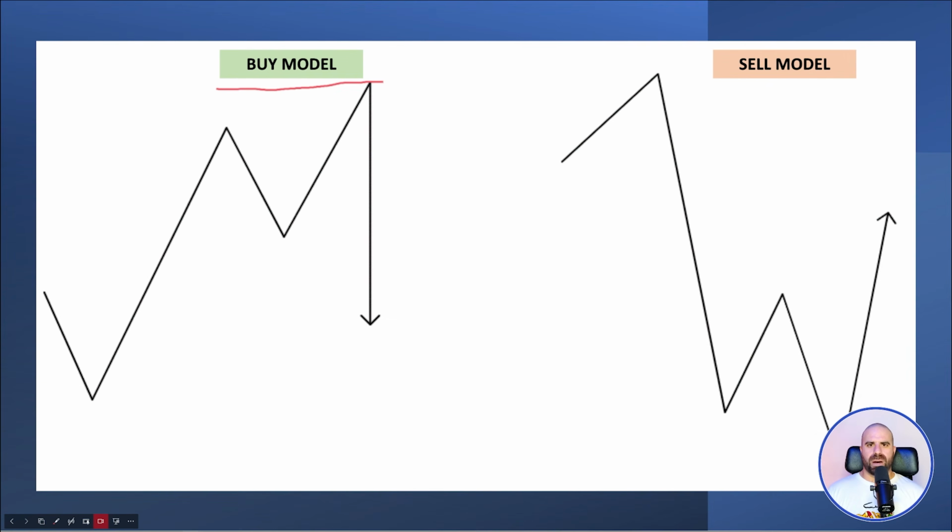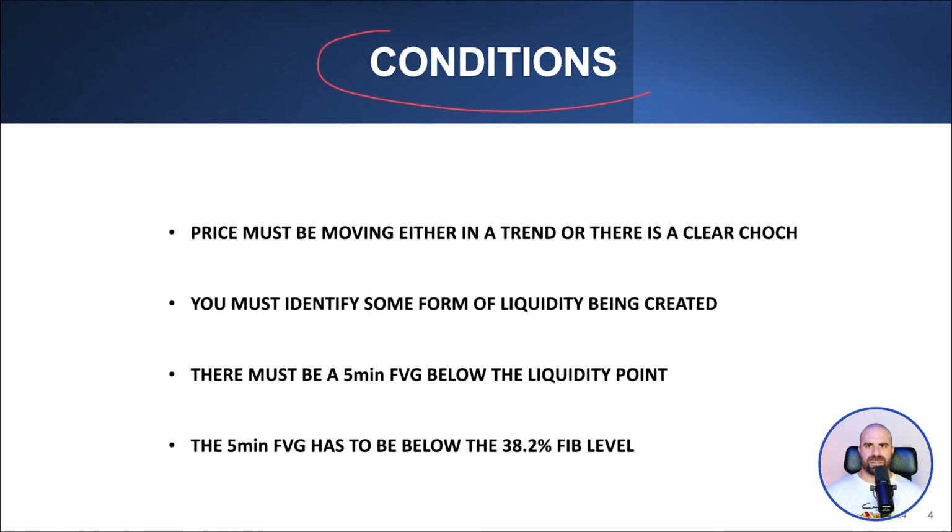This, guys, is gonna be our buy model that I have drawn right here, and the sell model is this one right here that you see on the right. You see instantly, when you just take a look at the drawing, that on the buy model we had a move beforehand, and we identify some form of liquidity, and you see the very same thing with the sell model as well. But I'm gonna show you real examples, one for the buy model and one for the sell model as well. Let's go ahead and check out our conditions, our rules that we're gonna be looking at in order to enter a trade.